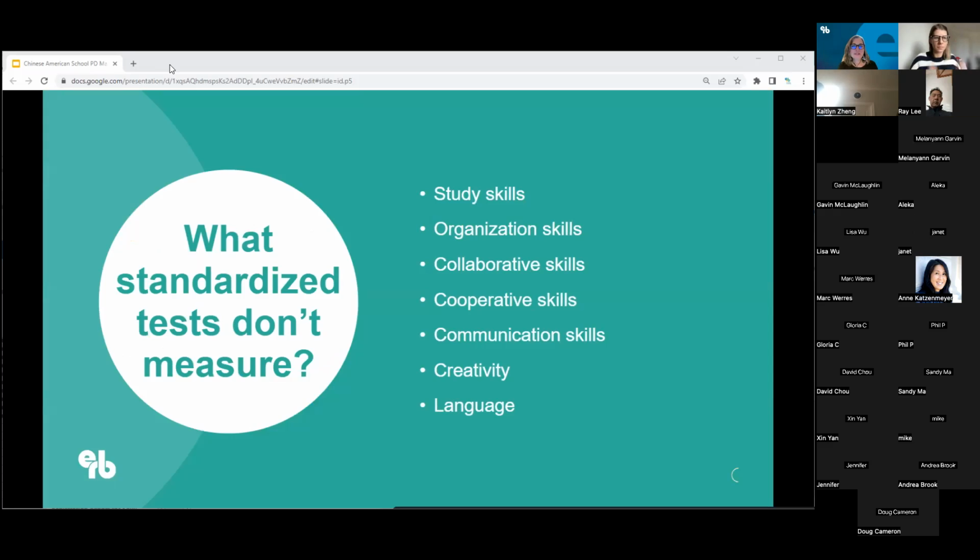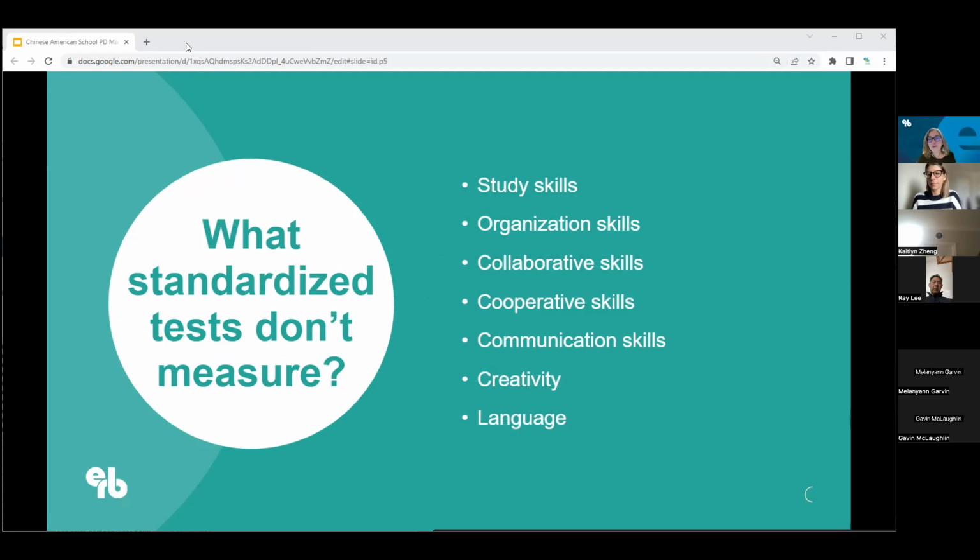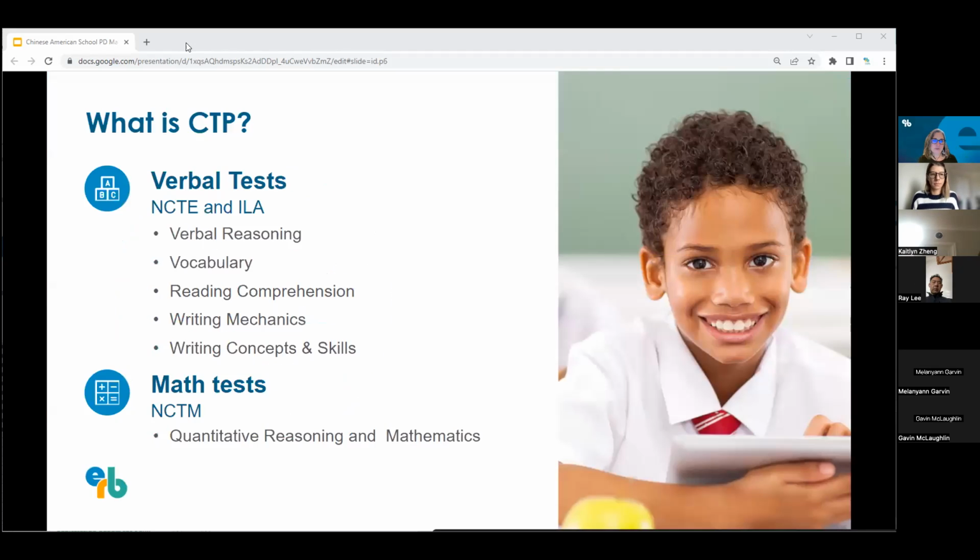Of course, what standardized tests don't measure are study skills and organizational skills and collaboration and cooperation and communication, all those big C words, creativity, and their language. So it's one piece of this much bigger puzzle. It is a snapshot. Christine used the words low stakes. This is not designed to be a test for judgment. This is really information, and that data is used in service of making sure that we best support your students.